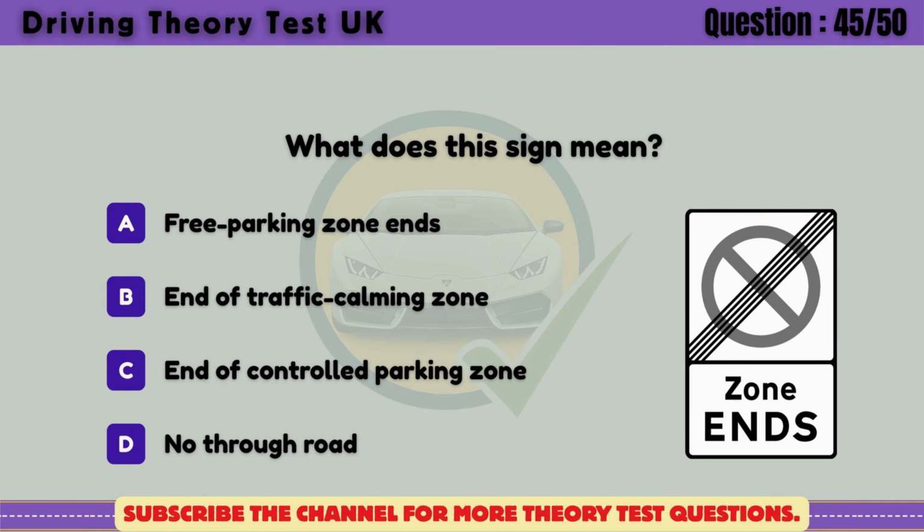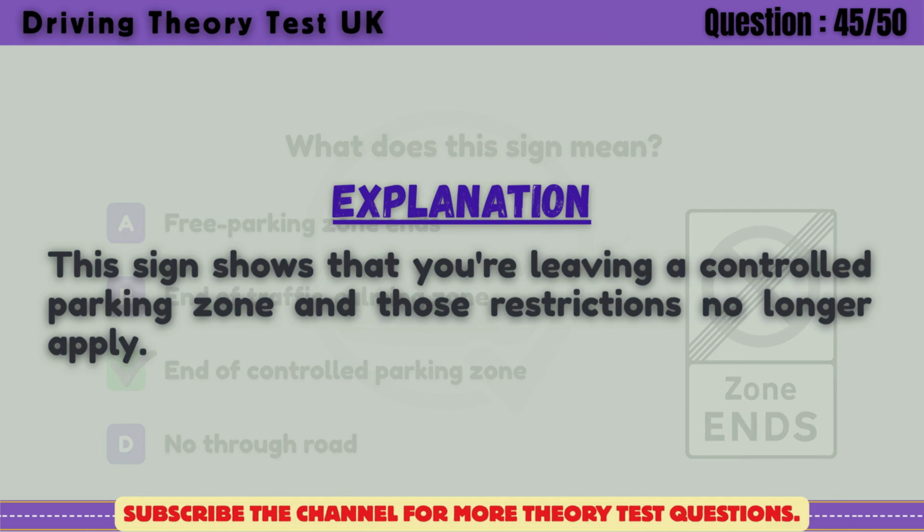Question 45. What does this sign mean? Option A. Free parking zone ends. B. End of traffic calming zone. C. End of controlled parking zone. D. No through road. Answer is C. End of controlled parking zone. This sign shows that you're leaving a controlled parking zone and those restrictions no longer apply.